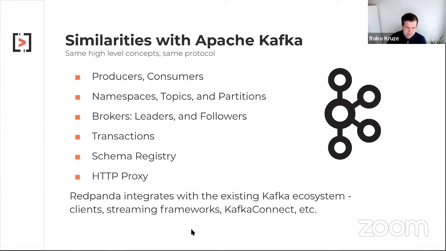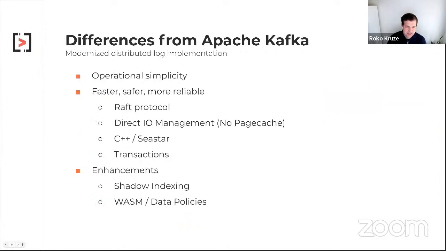And there's also an HTTP proxy. These are all things that RedPanda has as well. So, very similar to the Kafka ecosystem. These are all the similarities that we have out of the box. Where is it different from Kafka?